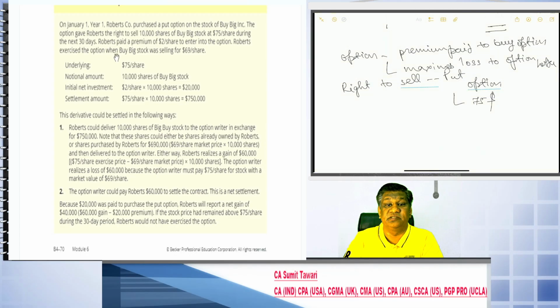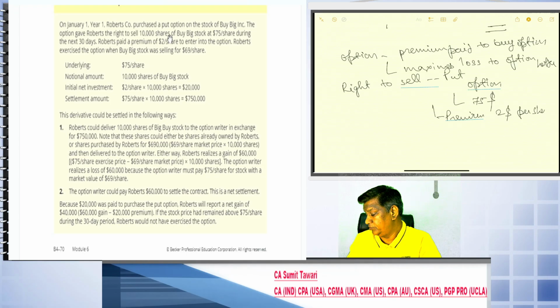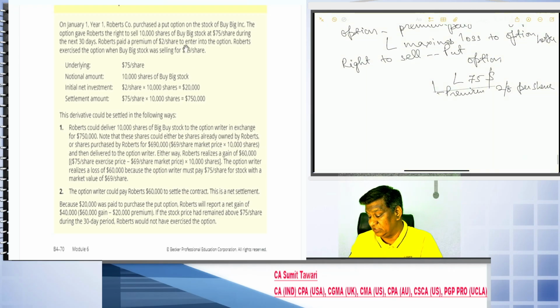During the next 30 days, Robert paid a premium of $2 per share. Robert exercised the option when Buy Big stock was selling for 69 per share. So if the price is 69, it means the current spot rate is 69. So it is basically the lower price.